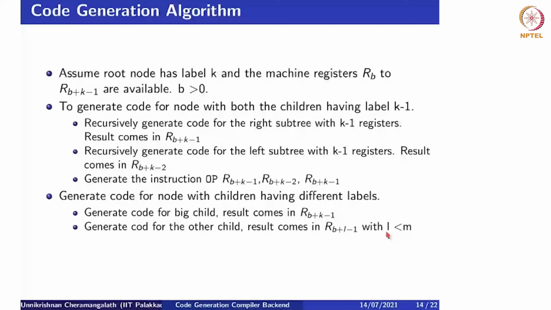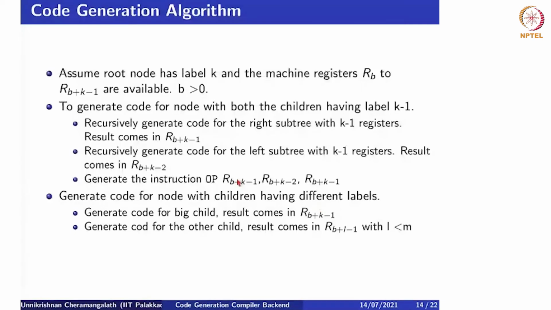So if you look at both the nodes having label, both the children have label k minus 1. If B is 1, the right subtree will be computed in R(k minus 1), R(k). You have the right subtree in R(k), the left subtree in R(k minus 1), and this will be like R(k minus 1), R(k). And the second part is to generate code for nodes with different labels.